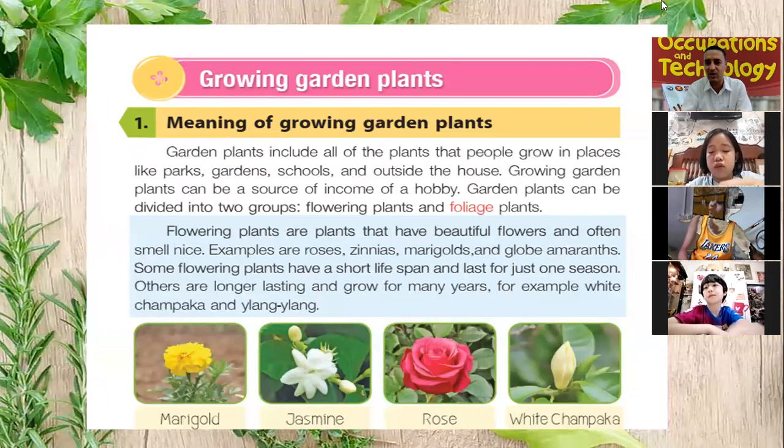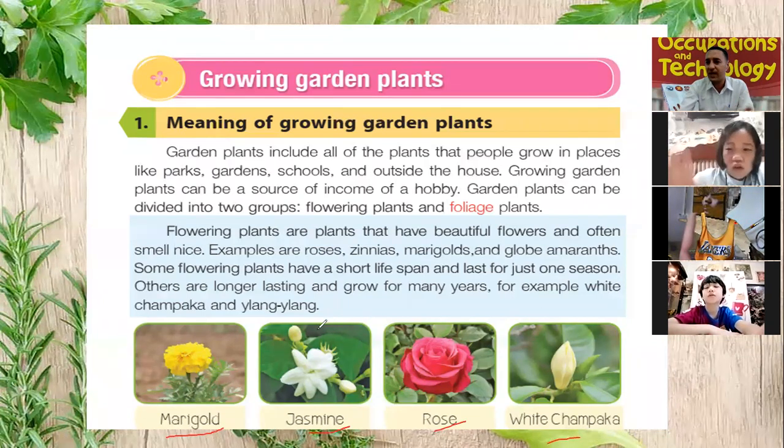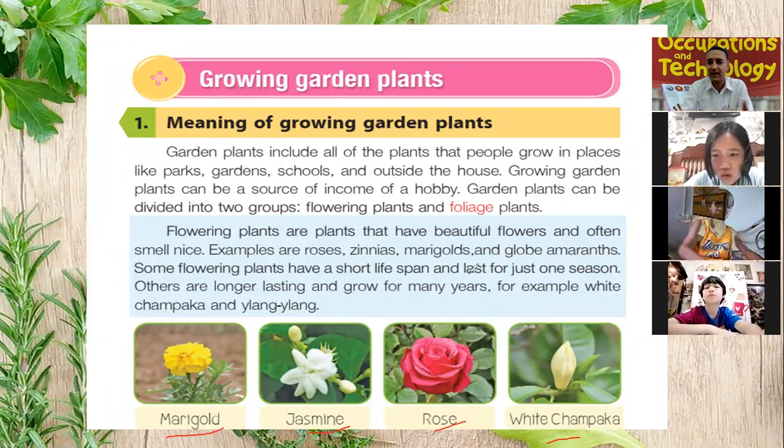So flowering plants always have flowers, and they have a good smell, and can be grown in the gardens. Here you can see in the picture, these are some of the flowers, right? Flowering plants like marigold, jasmine, rose, white champaka. So these are some of the flowering plants which we can grow in the gardens. All right, either in the park, in the school, or outside of our houses. So some of them have a short life, right?